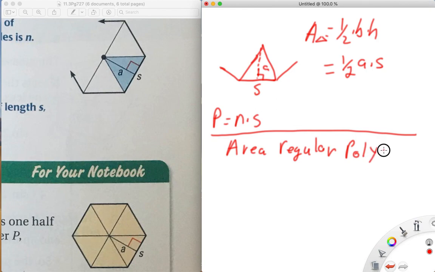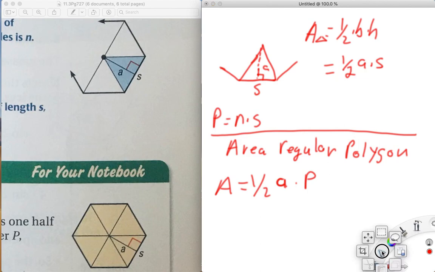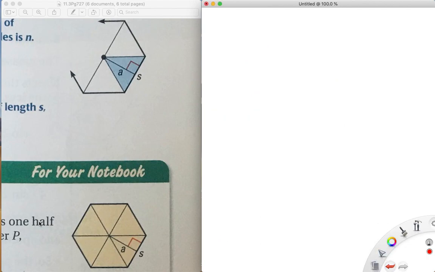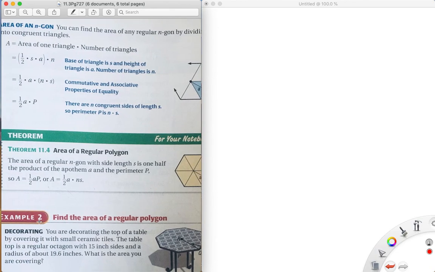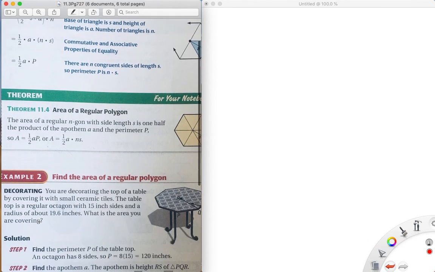you multiply the apothem times 1/2 times the perimeter, and that's going to give us our area. That is the equation for the area of a regular polygon: the apothem times the perimeter times 1/2. I think the book also says 1/2 a times the number of sides times side. Nobody really uses that. They usually just do apothem times the perimeter.